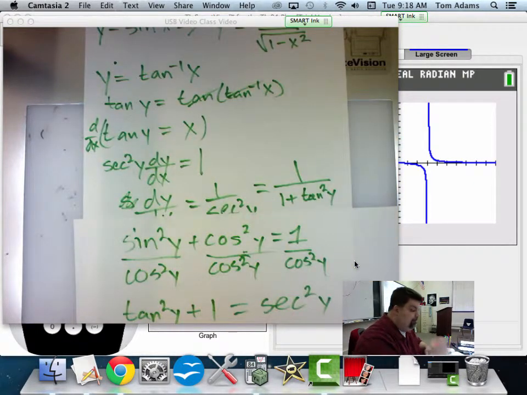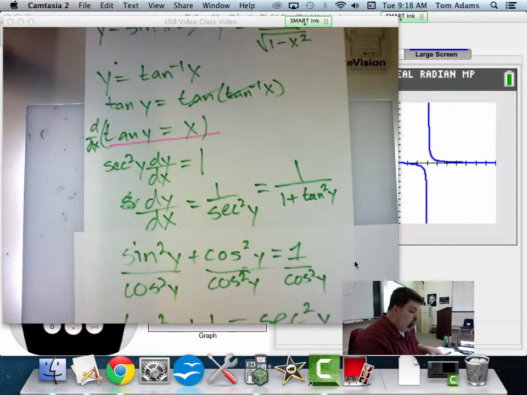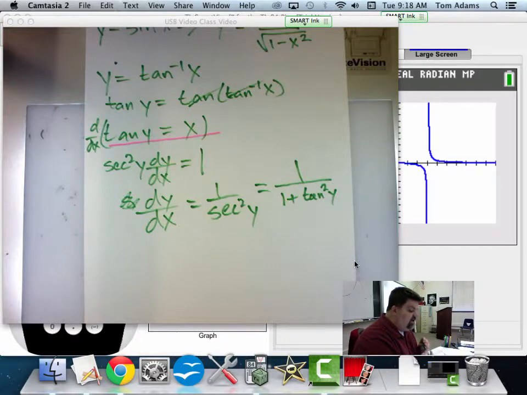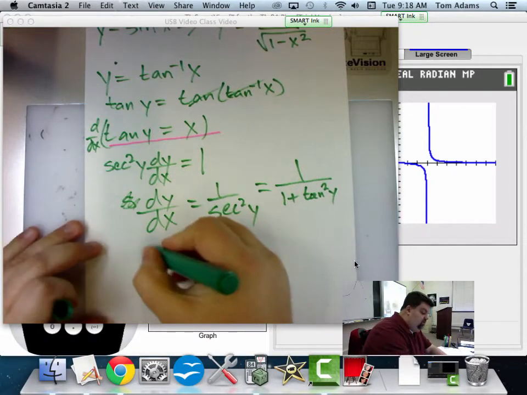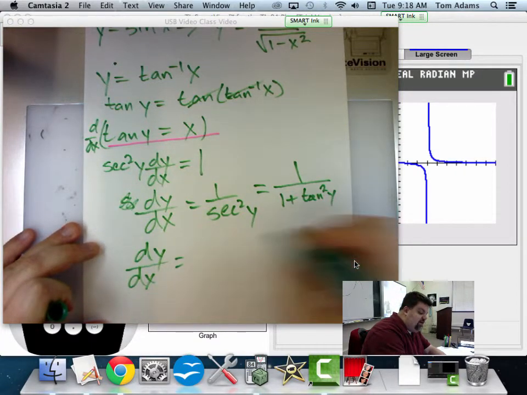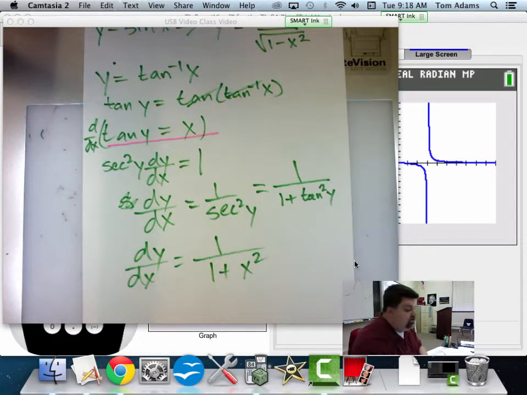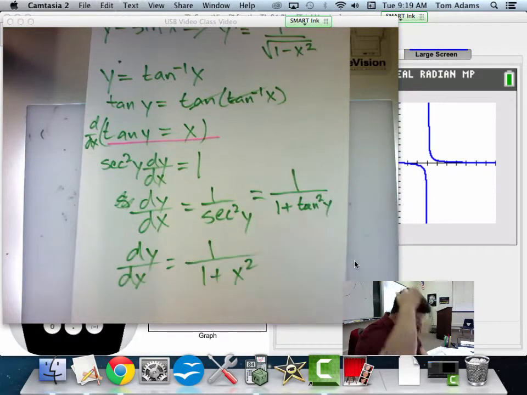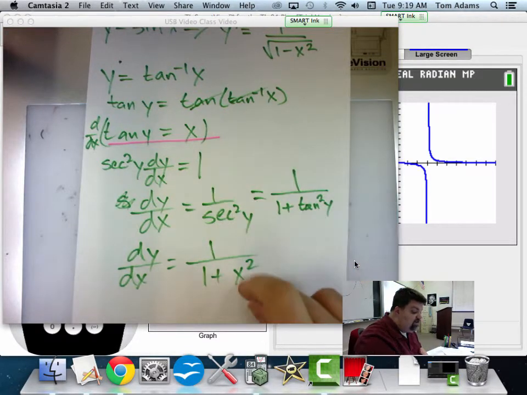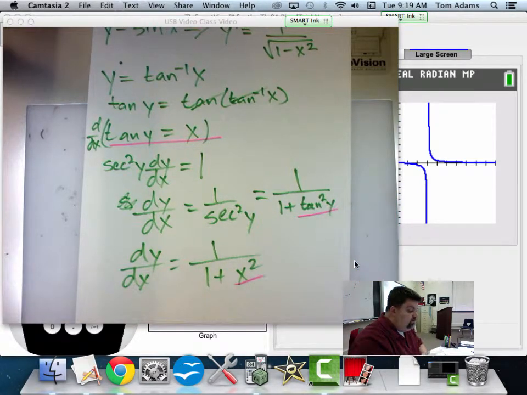Tangent of y equals x. So what do I replace that with? That one. So what does it look like? 1 over 1 plus x squared. Yeah, everybody said the same thing, that's correct. It would be dy/dx is 1 over 1 plus x squared, because we're just going to take this and square both sides to get tangent squared. So tangent of y squared is the same as x squared, right? Okay. Well, that was pretty easy. Is that it? For the most part, yeah.